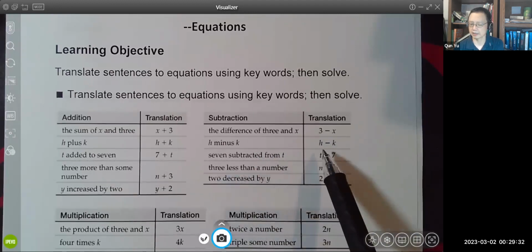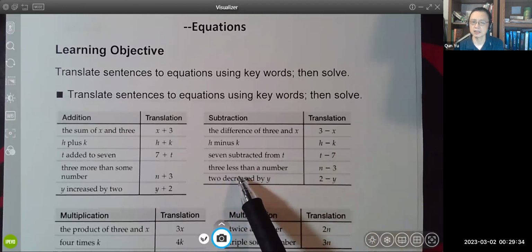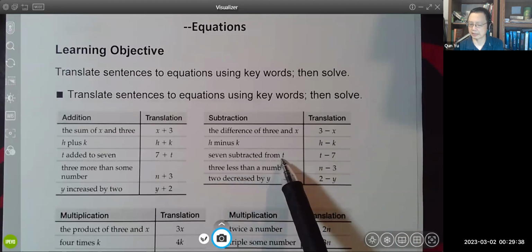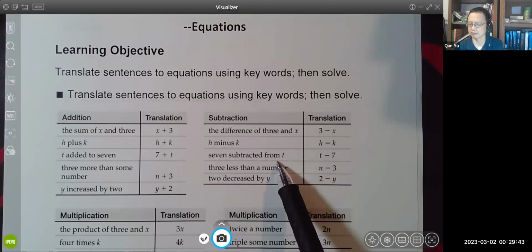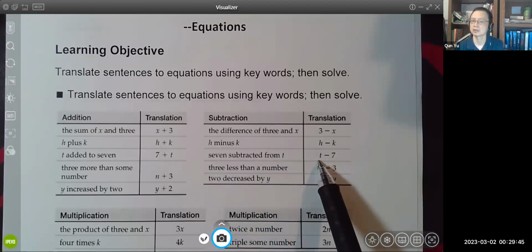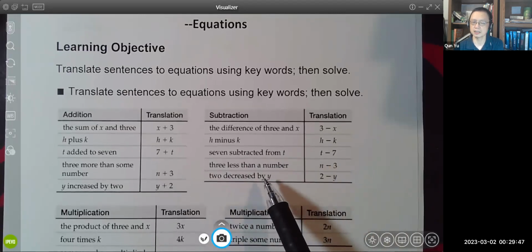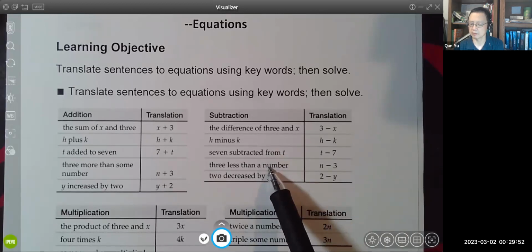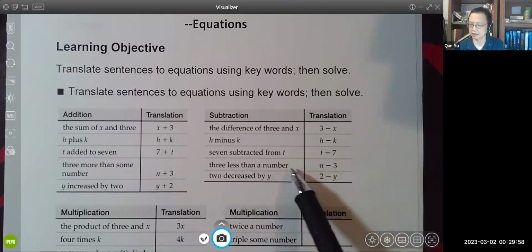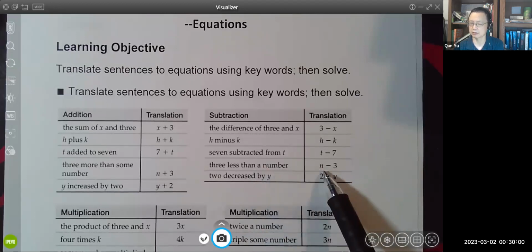h minus k, this is a straightforward one. 7 subtracted from t. So you have to have t first before you can take away some number from it, right? That's why t goes first. And 3 less than a number. It's very similar to the previous one. You have to have that number first before you can figure out the other number that is 3 less than that. That's why a number goes first. So that's n first and minus 3.